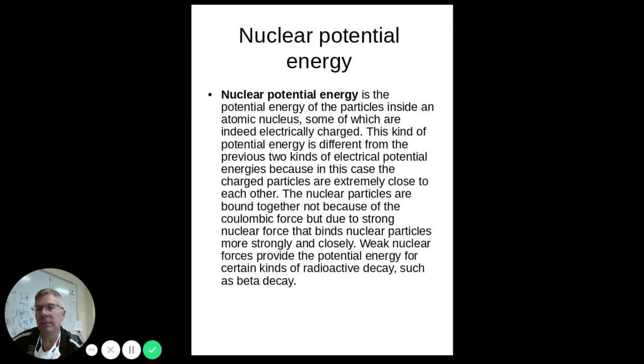Nuclear, also physics 2. Nuclear potential energy is the potential energy of particles inside an atomic nucleus, which are indeed electrically charged. So if you think of the nucleus of an atom, it has protons and neutrons in it. Those protons are both positively charged. They want to get away from each other, but the nuclear forces that hold it together is what we're talking about on that. And then there's a thing called weak nuclear force. That's just radioactive decay.